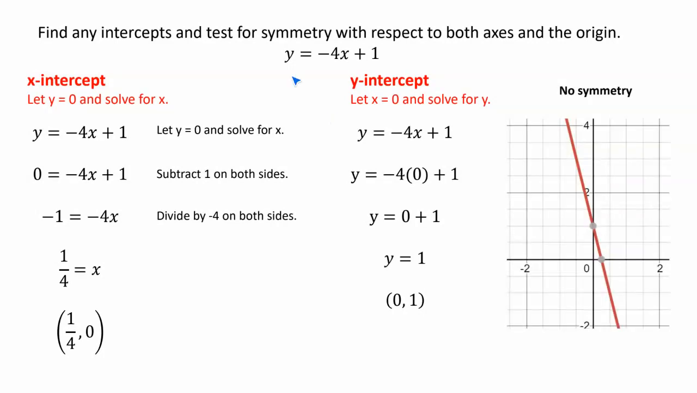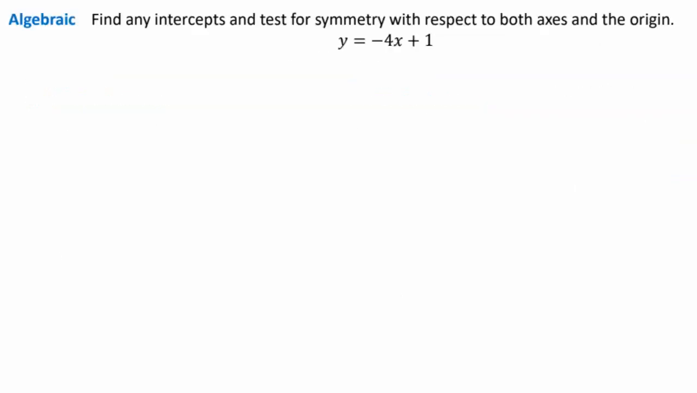Then it wants us to test for symmetry. So one way you can do that is if you know what the graph looks like, or if you plot the graph. So if I plot 1/4 and 0, and 0, 1, then I can observe my graph here. There's no symmetry on the x-axis or y-axis or origin. But if you don't want to graph the equation, then we do have a way to do it algebraically.